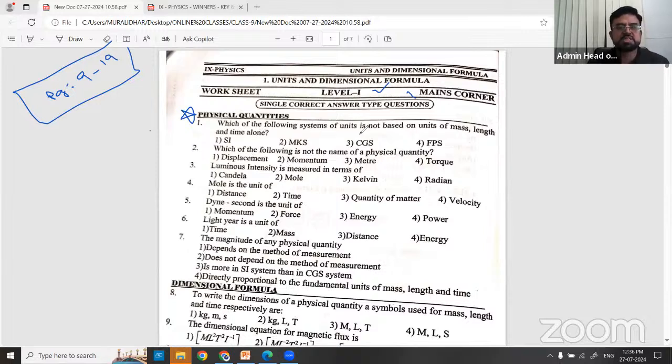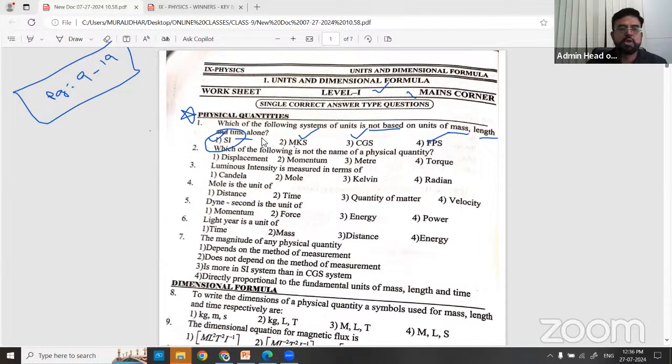Which of the following systems of units is not based on units of mass, length and time alone? See, MKS is based on mass, length and time, CGS also, FPS also. But the international system is not based on these alone; some others are also considered. You have to be careful. MKS, CGS and FPS are purely based on mass, length and time, whereas the SI system, apart from mass, length and time, has the other 4 also. So the answer is 1.